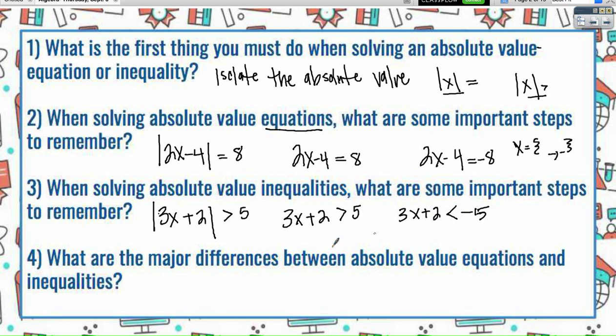If it was the reverse situation, if it started out with a less than 10, then I would set it up and it would originally be less than 10 or greater than negative 10, and I would have to work both possibilities. What are the major differences between absolute value equations and inequalities?